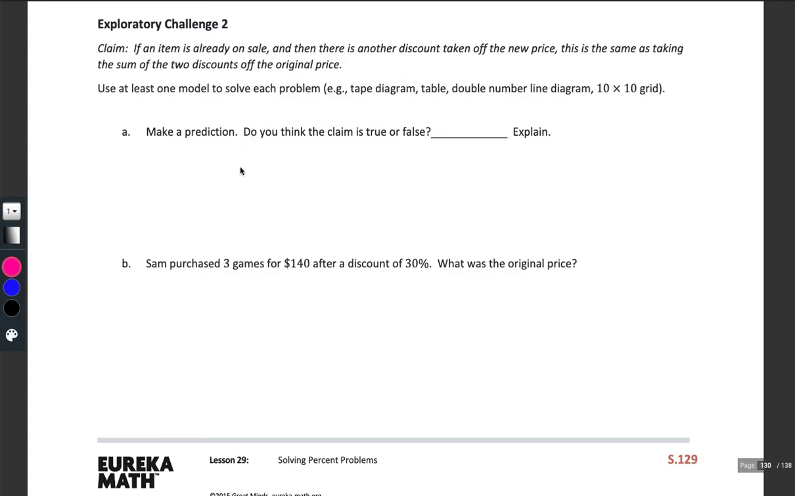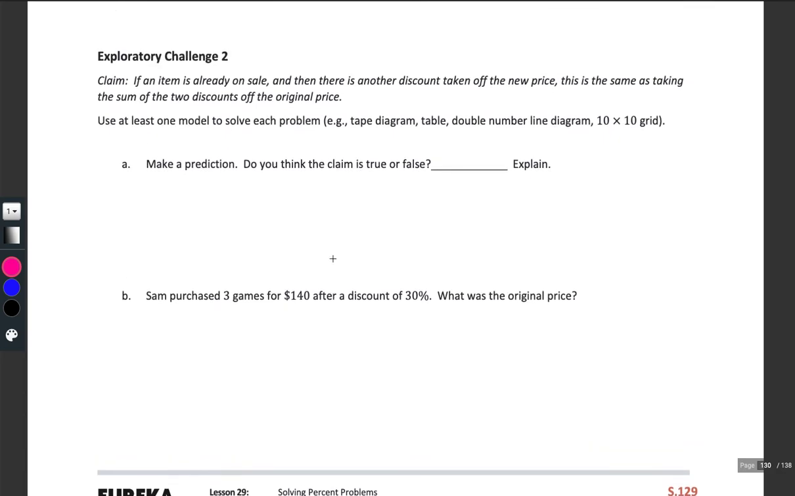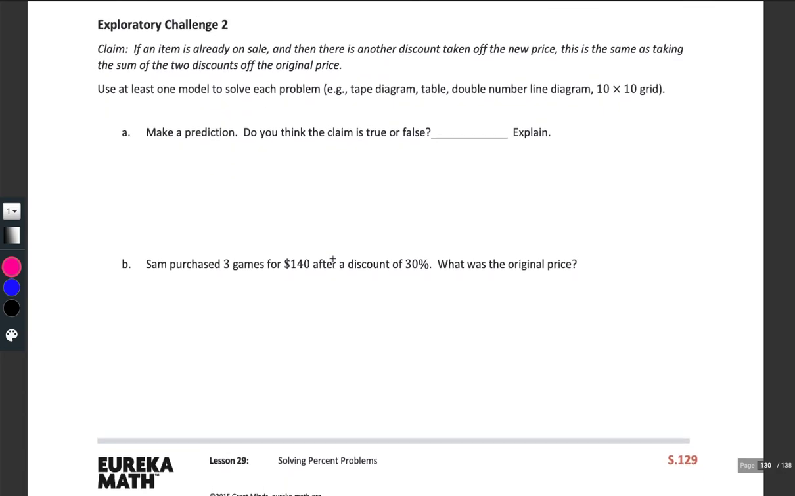Exploratory challenge 2. If an item is already on sale and there's another discount taken off the new price, is this the same thing as taking the sum of 2 discounts off the original price? This is an awesome example of how companies do things to trick you. If you're not math savvy, make a prediction. Is this true or false? And what this means is a good thing to explain.